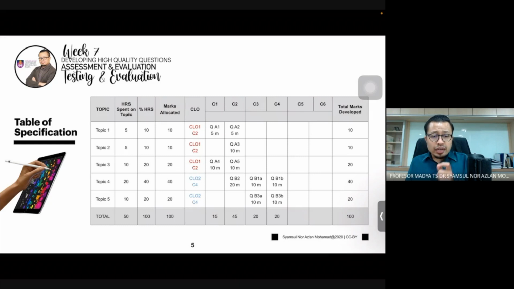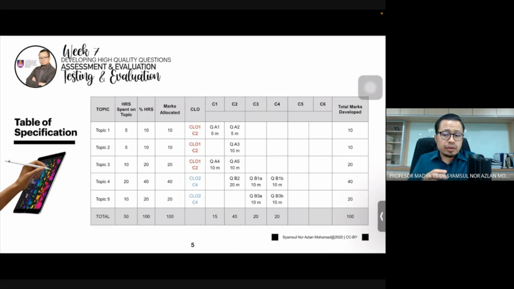And then, how does the topic align with the course learning outcome or the course outcome, what taxonomy domain is involved, and what kind of questions and how many marks at that particular level. This is very important. Why? Because we want to know the structure of the questions. How many questions will be asked of the students? What kind of questions? How many marks? This is very important, and we should design it through the table of specification.